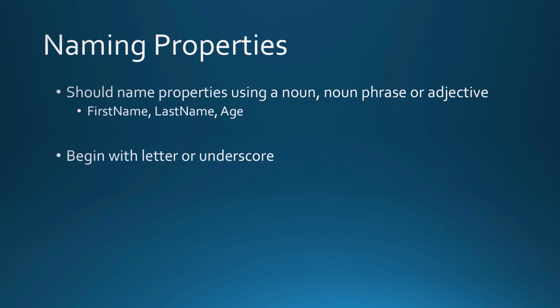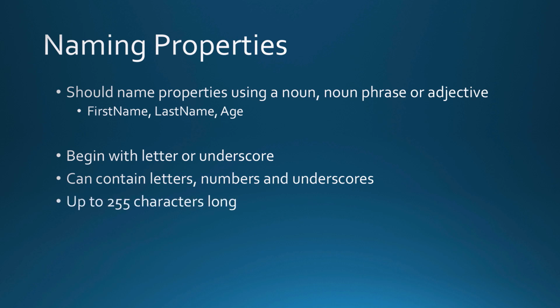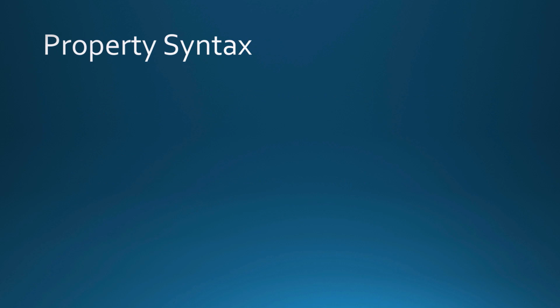Now, we should always begin the property name with a letter, sometimes an underscore, but try to stay away from that. I would always recommend starting out with a letter. After that, you can contain any amount of letters, numbers, and underscores that you want, and up to 255 characters for that property name.